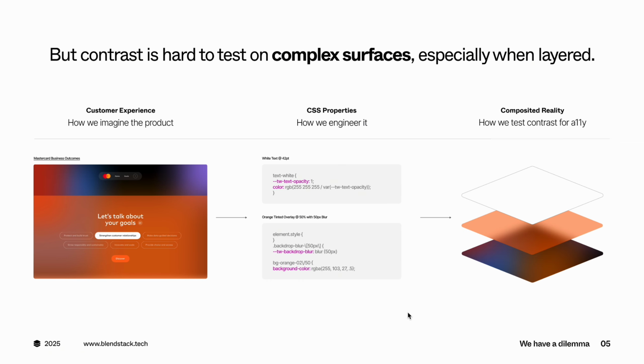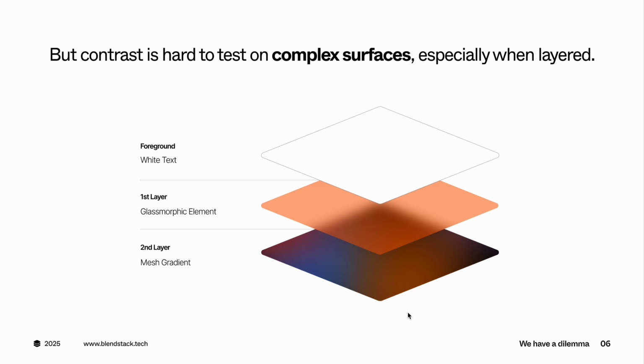But what's particularly difficult is testing their contrast. If we were to look at the MasterCard website on the far left, and if you wanted to know whether or not that white text is readable for users or for people with visual impairments or any sort of color blindness, you'd have to look at how this white text is accessible on top of this orange tinted glassmorphic element on top of that mesh gradient that sits on the background. And well, that's a reasonably difficult test to run because you'd have to composite or smash together this glassmorphic layer and this mesh gradient layer and then test the foreground color on top of that.